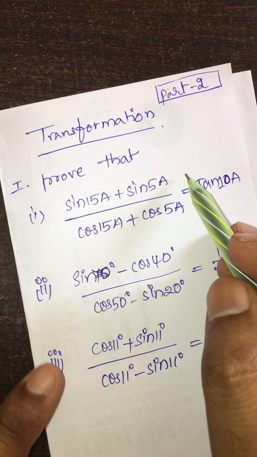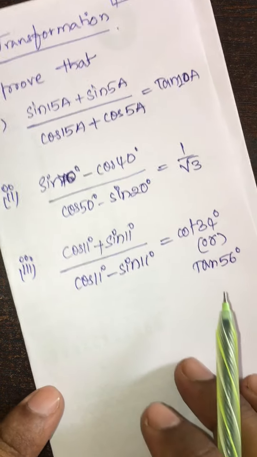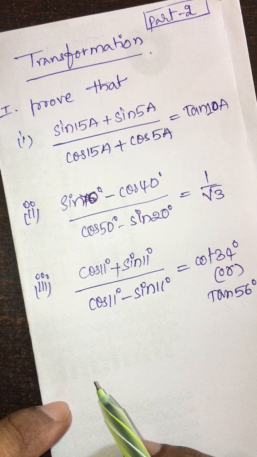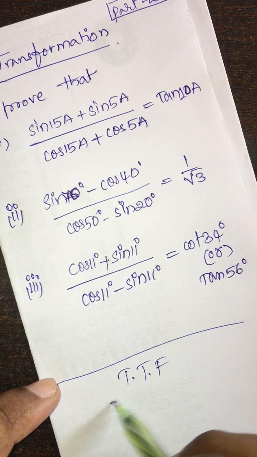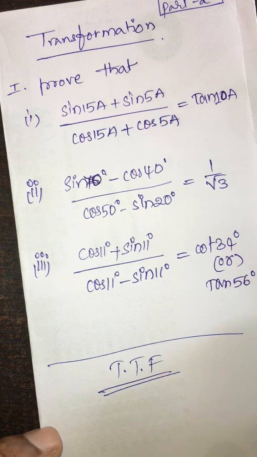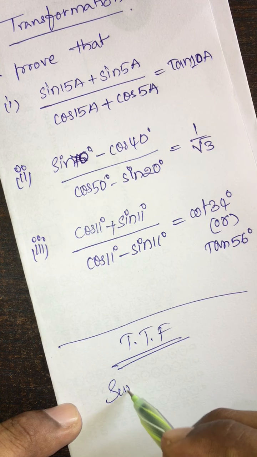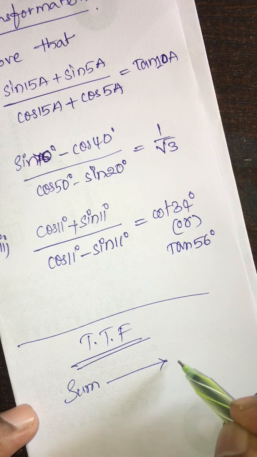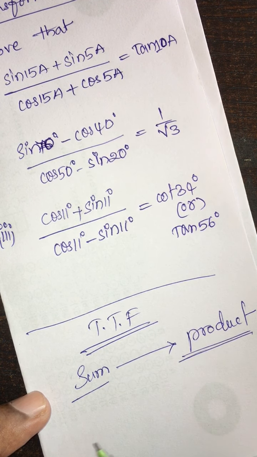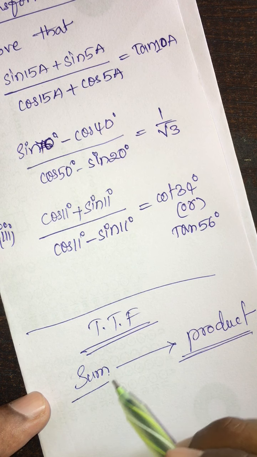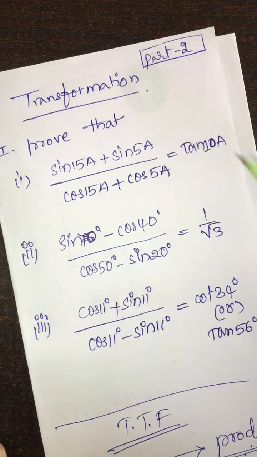Yeah, coming to the transformation, today I wanted to explain these three problems. Before solving this problem, first I want to recollect the information of transformation formulas. What is meant by trigonometric transformation functions? Here, the term itself we can easily understand: transforming some trigonometric functions to some product. That means sum to product. We are converting the trigonometric functions sum to product. Then that transformation is called trigonometric transformation.